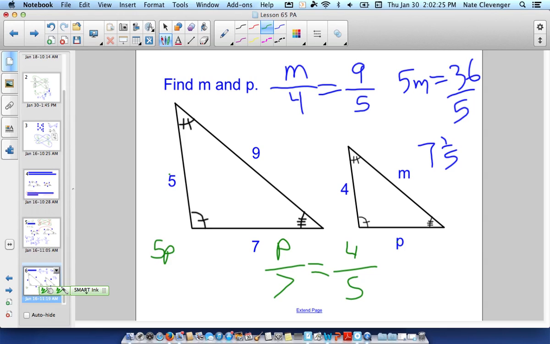Ryan, how do we solve this? I did 28 divided by 5. So you take 5 times p is 5p, 7 times 4 is 28, and then you divide by 5. So 28/5 or 5 3/5. Okay.